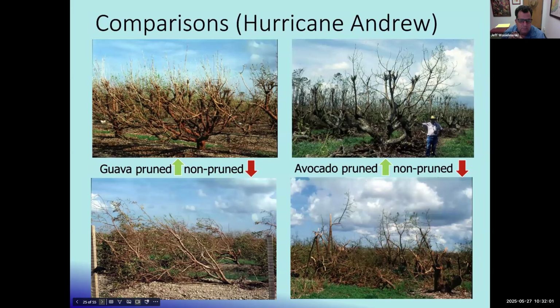So Andrew, we had some before and after pictures. Guava pruned, top left; not pruned, bottom left, not pruned, fell down, because you have all that wind shear on the leaves, so that just pushes right down. Avocado pruned, top right; not pruned, bottom right. You can see where they made the cuts on this avocado right here. So you had this strong little area here, and up here, you just lost leaves, but it didn't blow down.